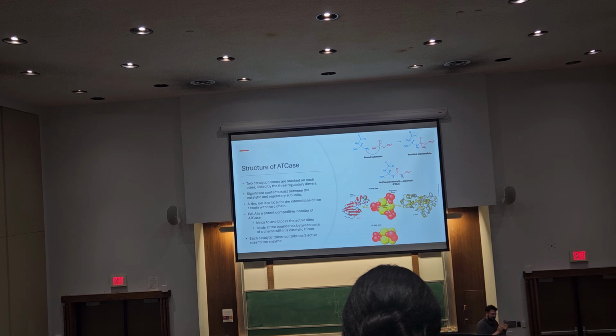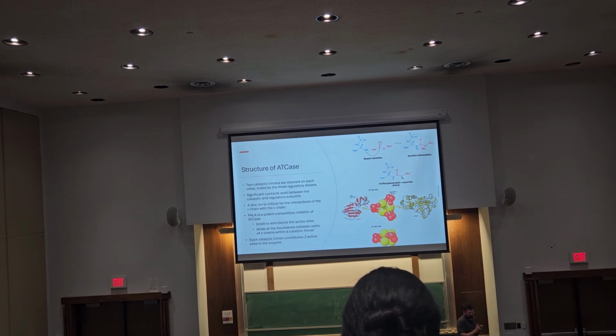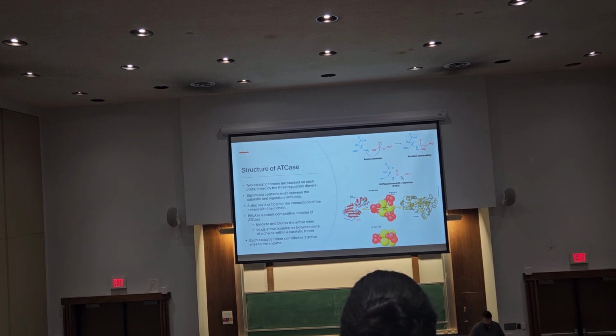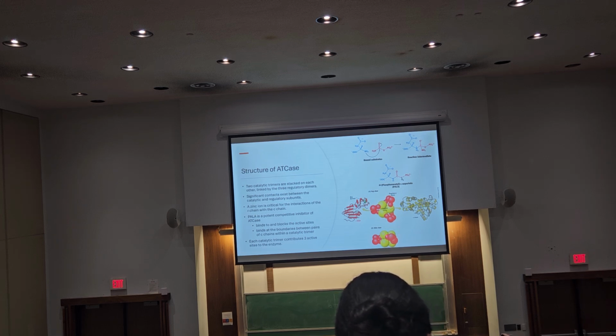Before we discuss how and why this sigmoidal curve comes about, let's look at the structure of ATCase a little bit. ATCase consists of two catalytic trimers that are stacked on top of each other, linked by three regulatory dimers. So what are we talking about here? If we look at ATCase from the side, we have two layers. The first layer on top looks like this.